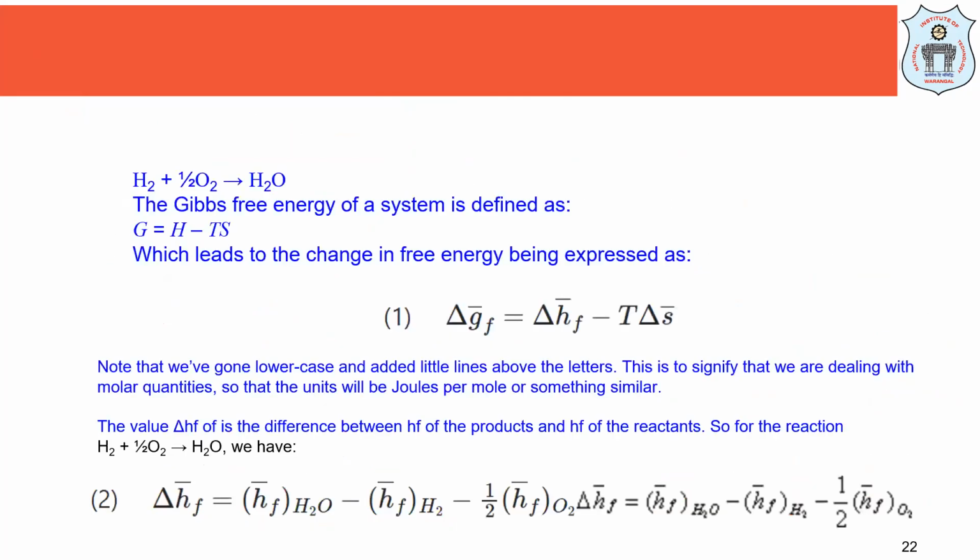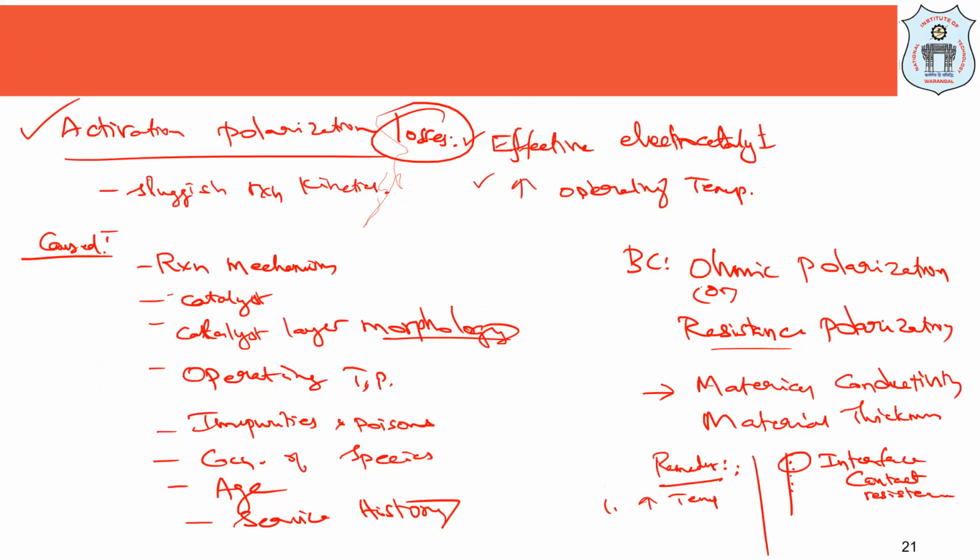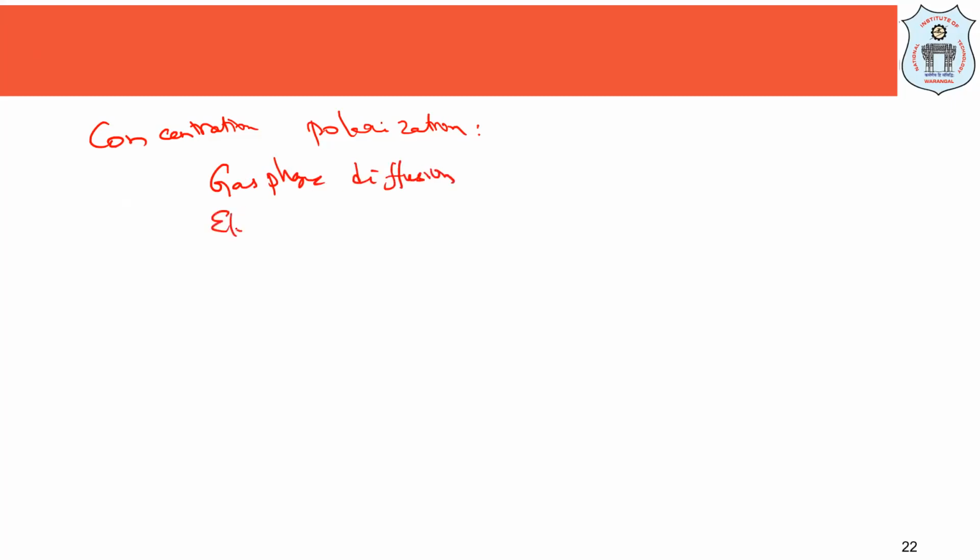Okay, so moving on to another type of resistance. The third type of polarization is concentration polarization. Now, what is this concentration polarization? On the gas side and electrode side, we are going to have limitations in the diffusion. So we can say gas phase diffusion limitation, and we have electrolyte as a liquid, right?